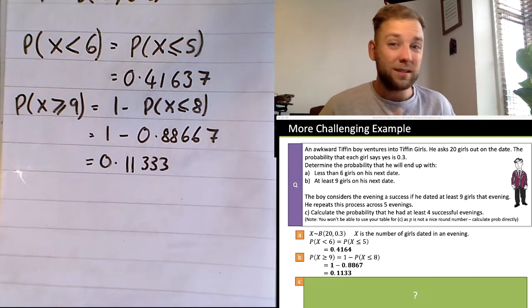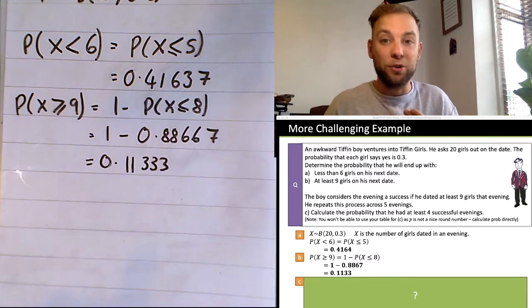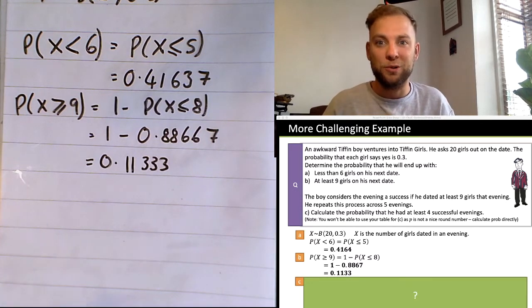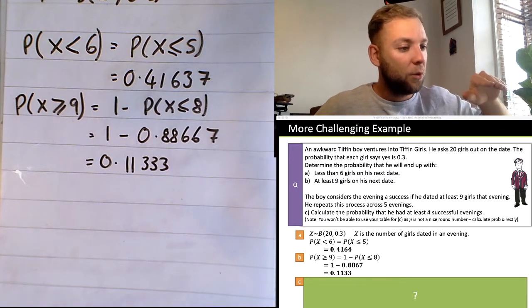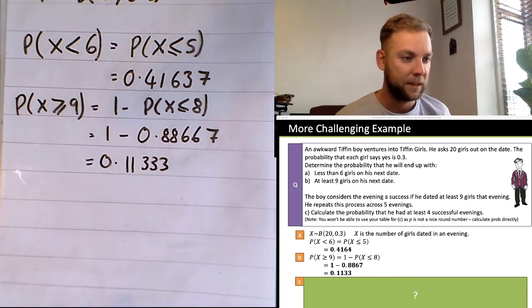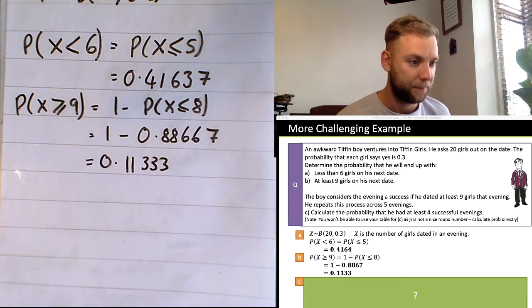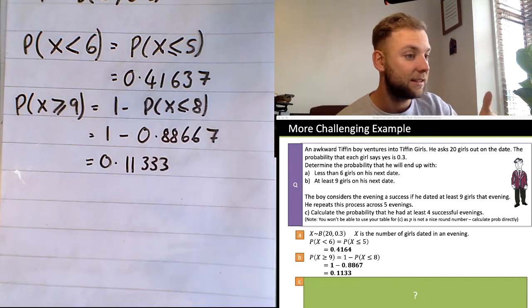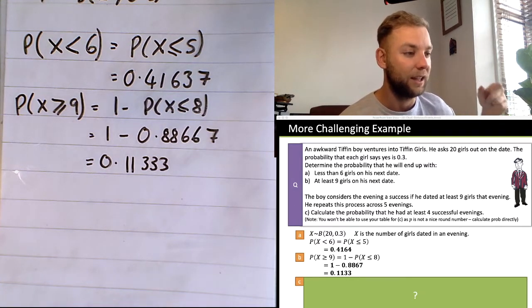Okay, so part C is tricky, and the reason it's tricky is because we've actually got a binomial distribution inside a binomial distribution. Now, it's not Inception, but we've really got to be careful. We've got to take our time with it, okay? So let me read this one out to you. The boy considers the evening a success if he's dated at least 9 girls that evening. He repeats this process across 5 evenings. Calculate the probability he has had at least 4 successful evenings.